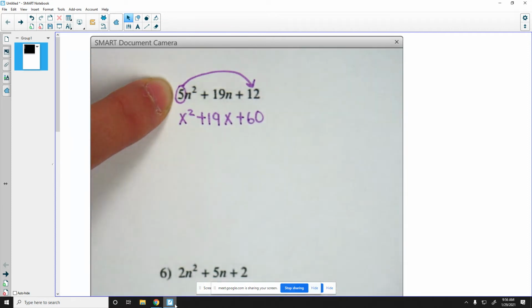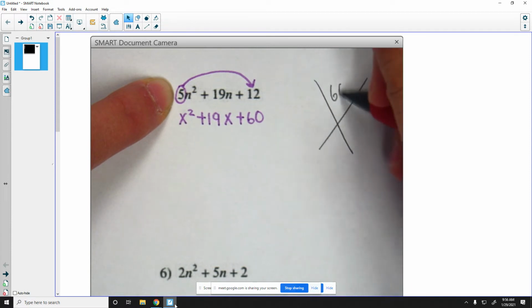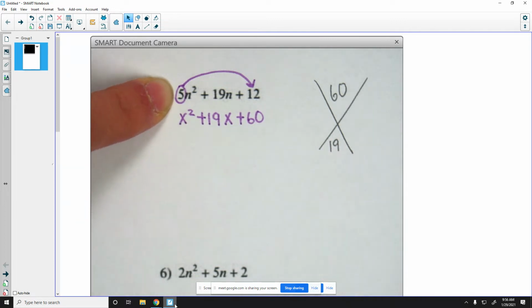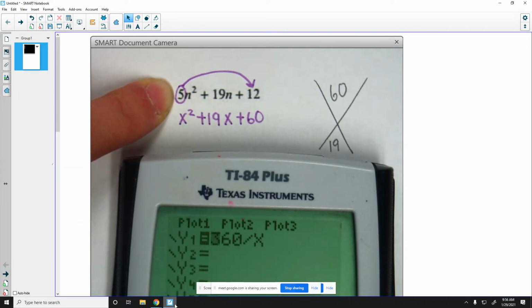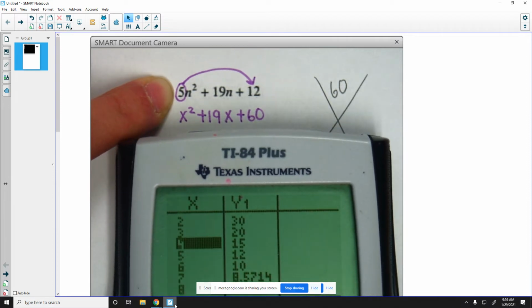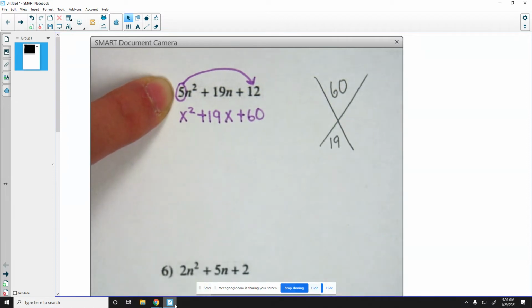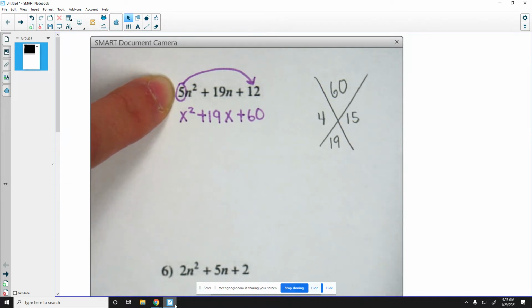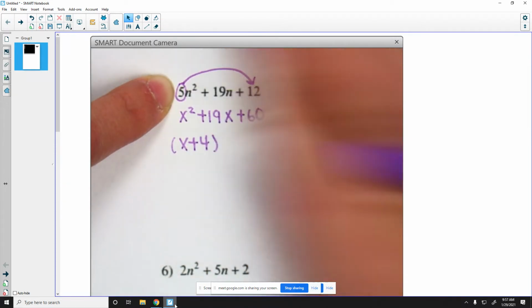Okay. So now step number 3, big X. 60 actually has a lot of factors. So maybe you want to do that trick I showed you on the calculator. Go to the y equals, hit 60 divided by x, and then go to your table, and it'll show you every single factor, what times what is 60. And that might help you figure out what will add up to 19. Somebody in person? What is it? 4 and 15. 4 times 15. I hope that saves you a little bit more time. Okay, so you have x plus 4, x plus 15.